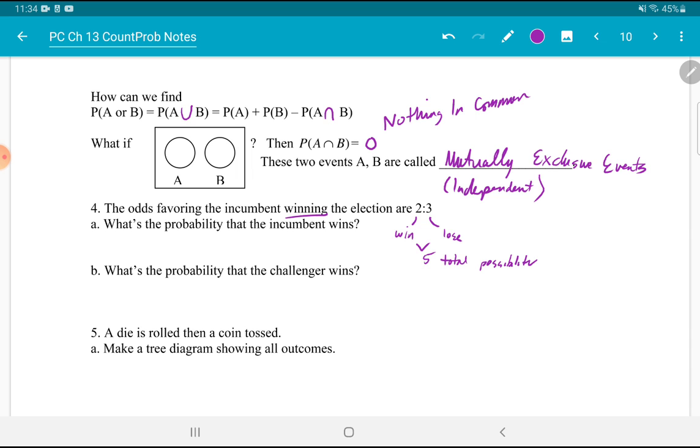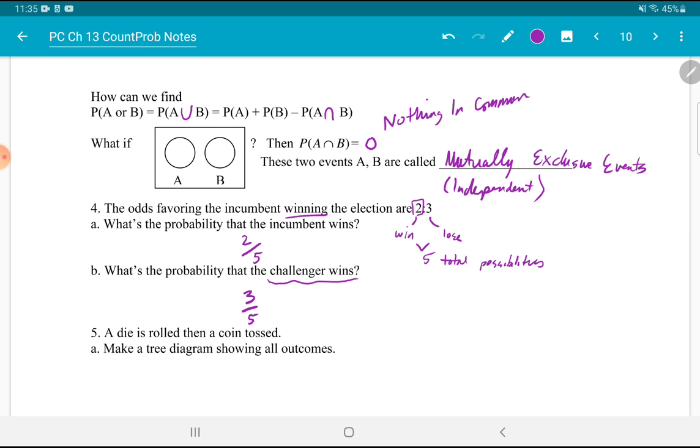Okay, so if that's the case, what's the probability that the incumbent wins? Well, the winning part of our ratio here is the 2, so the incumbent has a 2 in 5 chance of winning. So therefore, if the incumbent has a 2 in 5 chance of winning, that must also mean that the incumbent has a 3 in 5 chance of losing. What does it mean if the incumbent loses? That means that the challenger wins. So the probability the challenger wins is also the same result. It's going to be 3 out of 5.